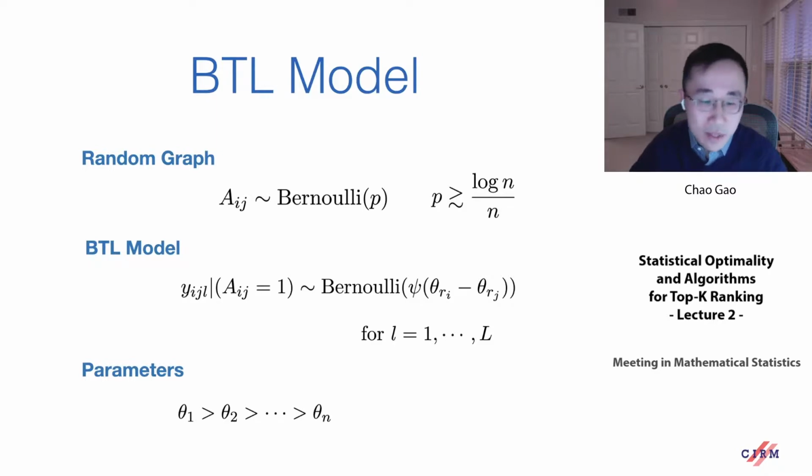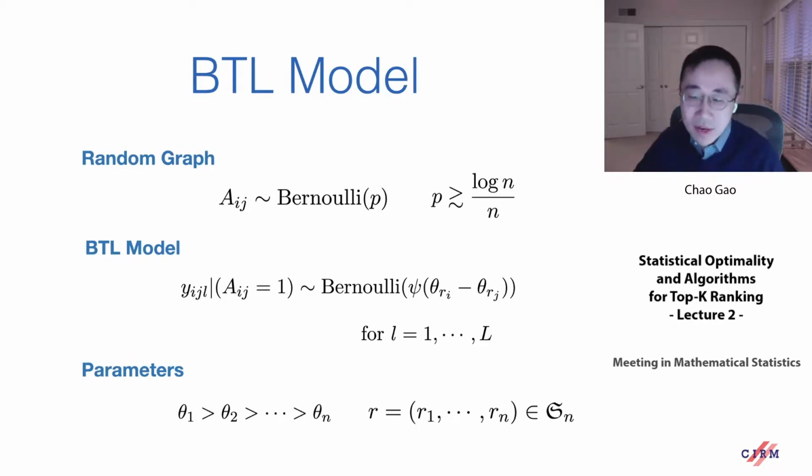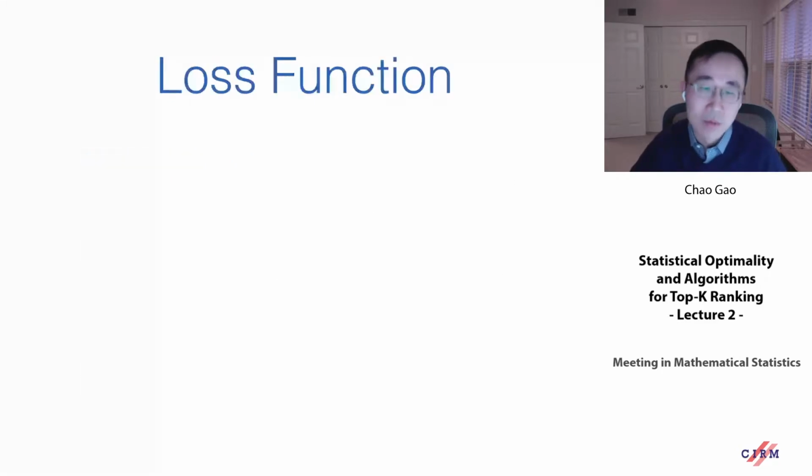The first component is a decreasing vector, which is the skill parameter of the players. We have theta 1 through theta n. So in this way, theta 1 is the skill of the best player, theta 2 is the second best, and so on and so forth. And we also have the second component. This is the rank vector r_1 through r_n that we are trying to estimate. So in this problem, we have r, the rank, as the parameter of interest, and theta, which is a decreasing vector, is treated as the nuisance parameter of the model.